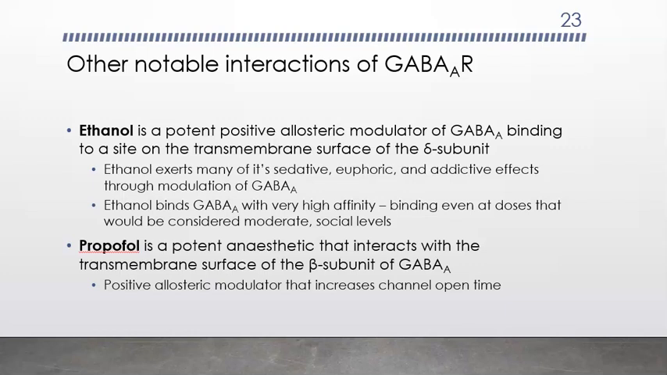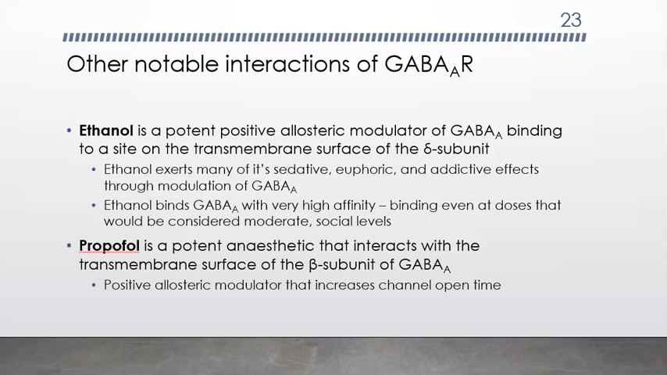What is that? Sigma delta unit? No, that's delta. The delta subunit. Why would I doubt myself? It's delta. So, in other words, ethanol can bind to that delta subunit if it's there. So it exerts many sedative and euphoric addictive effects because of its modulation of this GABAa receptor.